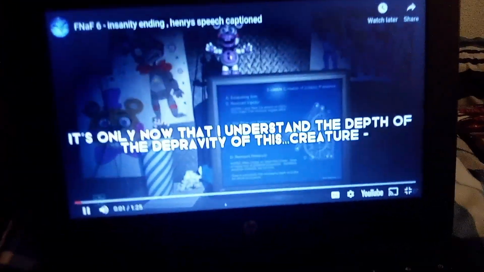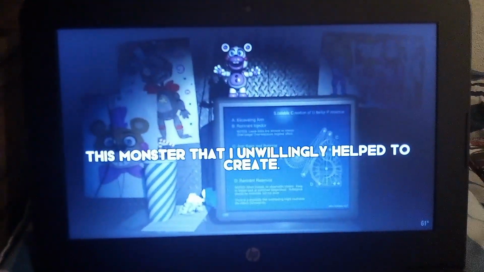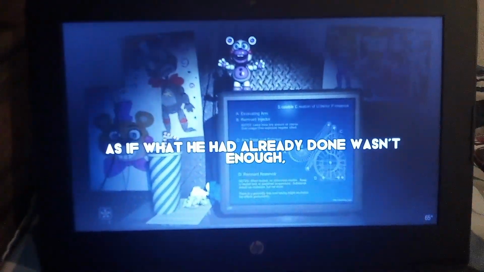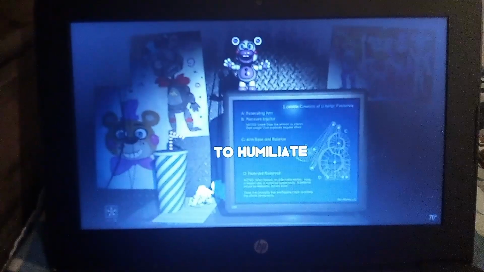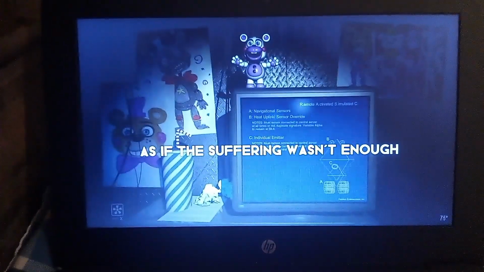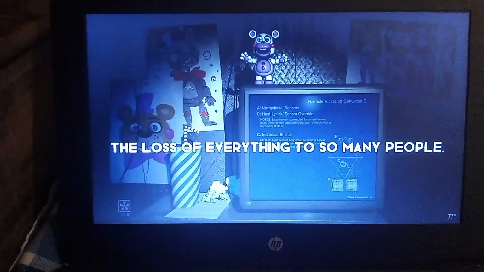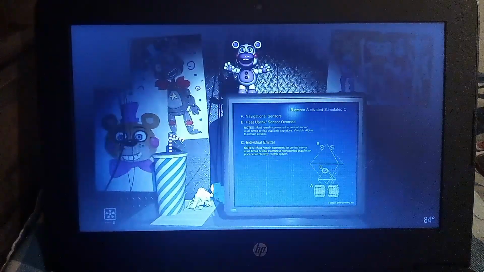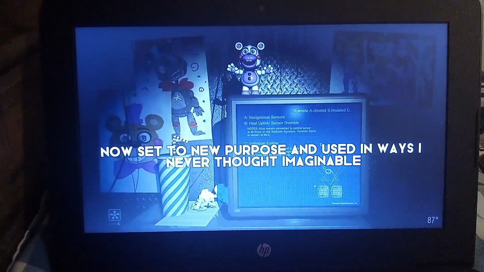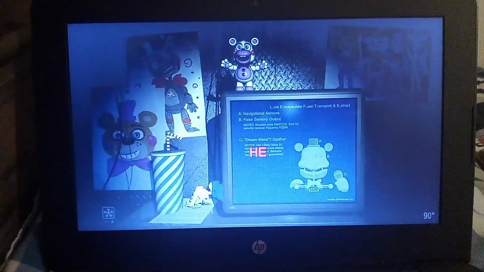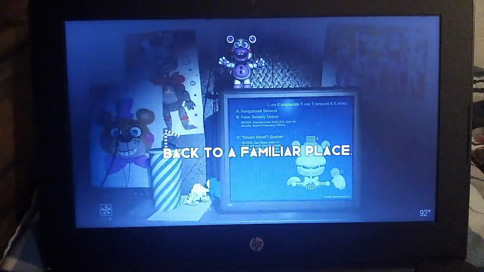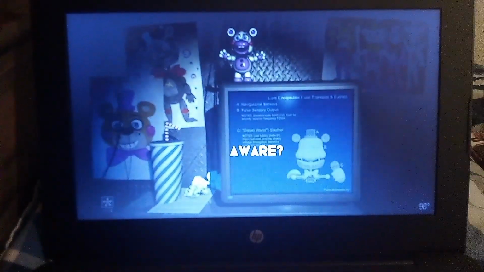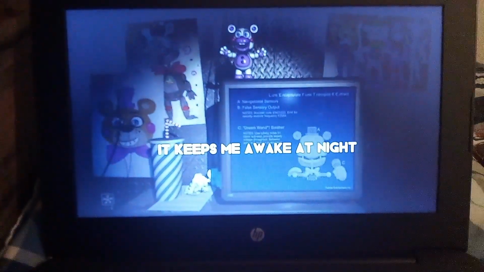It's only now that I understand the depth of the depravity of this creature, this monster that I unwillingly helped to create, as if what he had already done wasn't enough. He found a new way to desecrate, to humiliate, to destroy. As if the suffering wasn't enough, the loss of innocence, the loss of everything to so many people. Small souls trapped in prisons of my making, now set to new purpose, and used in ways I never thought imaginable. He lured them all back to a familiar place, back with familiar tricks. He brought them all together. Are they still aware? I hope not. It keeps me awake at night.